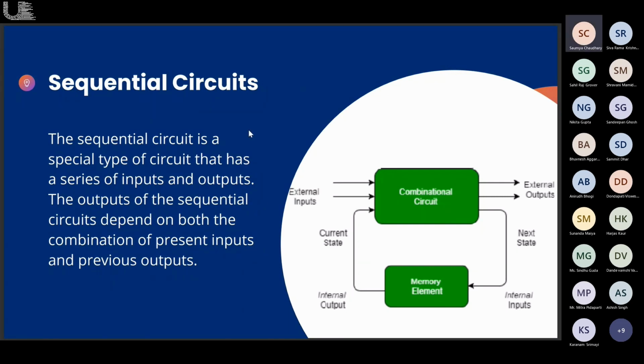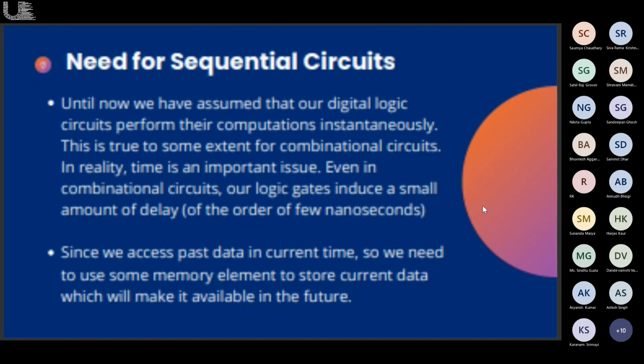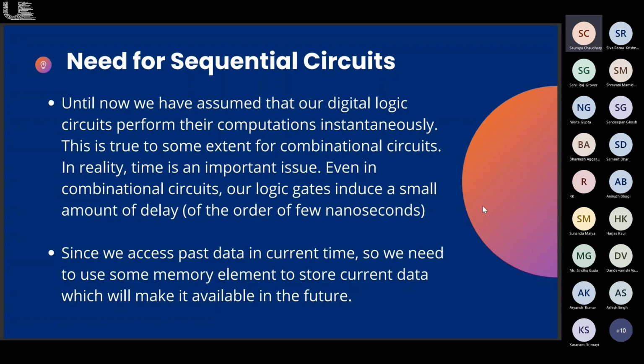The sequential circuit is a special type of circuit that has a series of inputs and outputs. The output of the circuit also depends on the previous output of the circuit. So the main question is why we need the sequential circuit. We already have the combinational circuit we have gone through. So why do we need the sequential circuits?